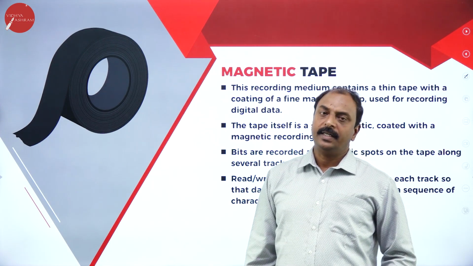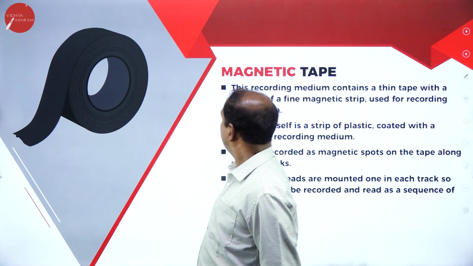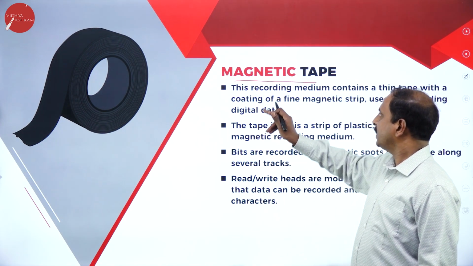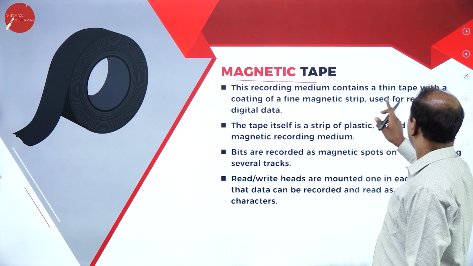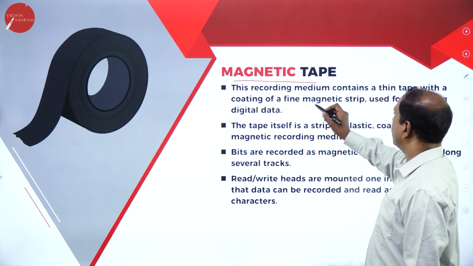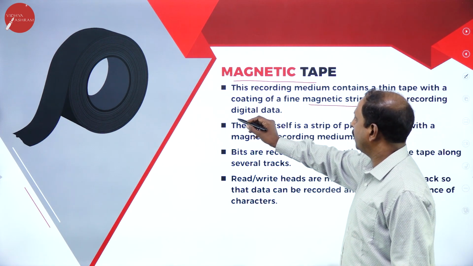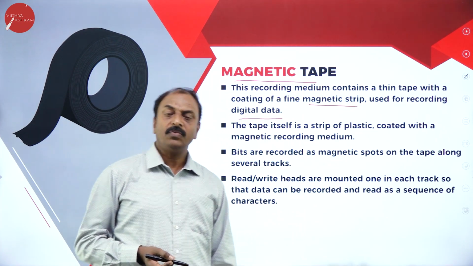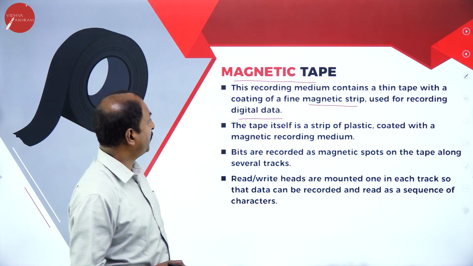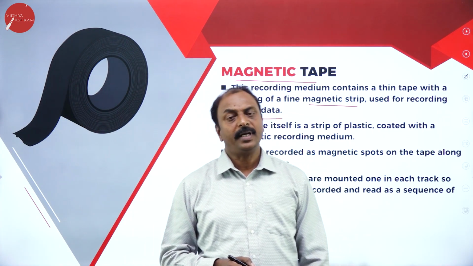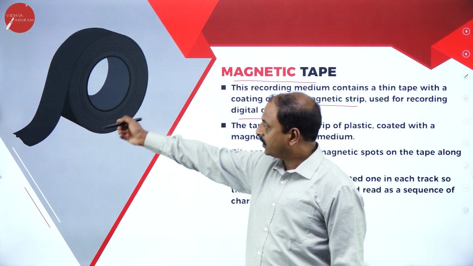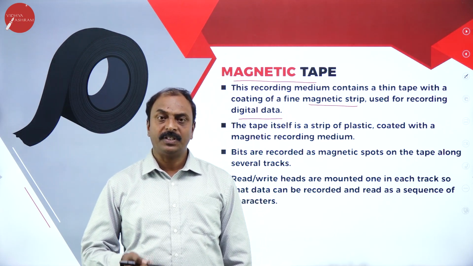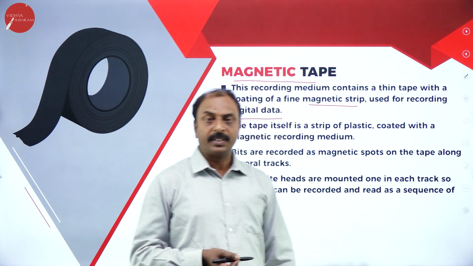Now let us see another secondary memory device, which is the magnetic tape. This recording medium contains a thin tape with a coating of fine magnetic strip used for recording digital data, and it also works on the principle of magnetism. This is a tape coated with magnetic material, and students, a very good example of this is our audio cassette tape. If you remember that audio cassette tape, it uses the same technology to store the data.